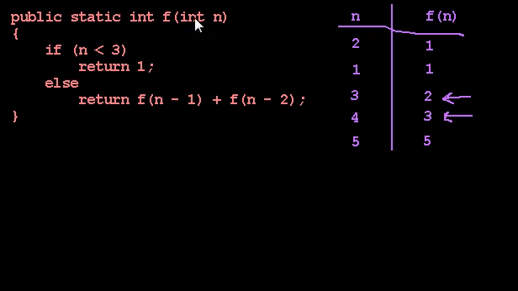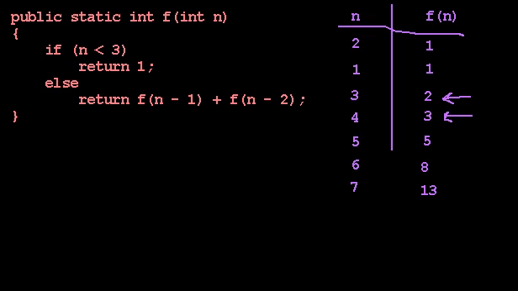This is actually finding the nth Fibonacci number, right? The nth Fibonacci number is always the sum of the previous two Fibonacci numbers. That's why you see this f of n minus 1 plus f of n minus 2. So if I want to find f of 6, I add up f of 4 plus f of 5, which is 8. F of 7 will be f of 5 plus f of 6, that's 5 plus 8, which is 13, and so on.